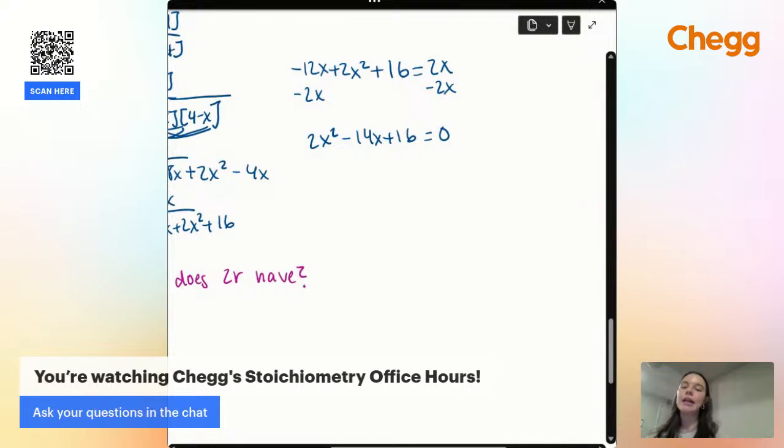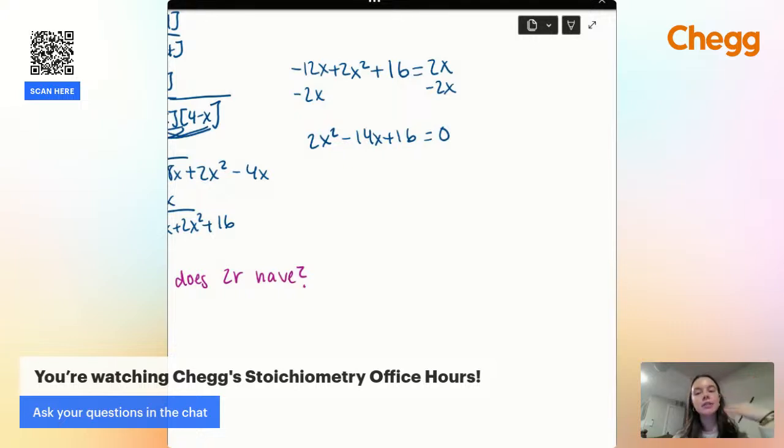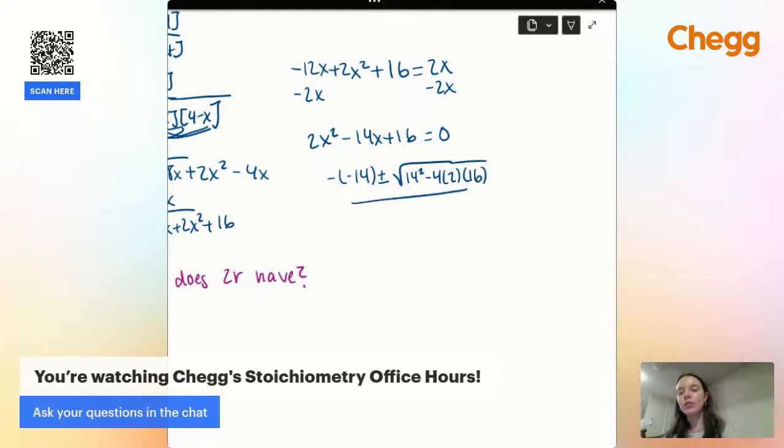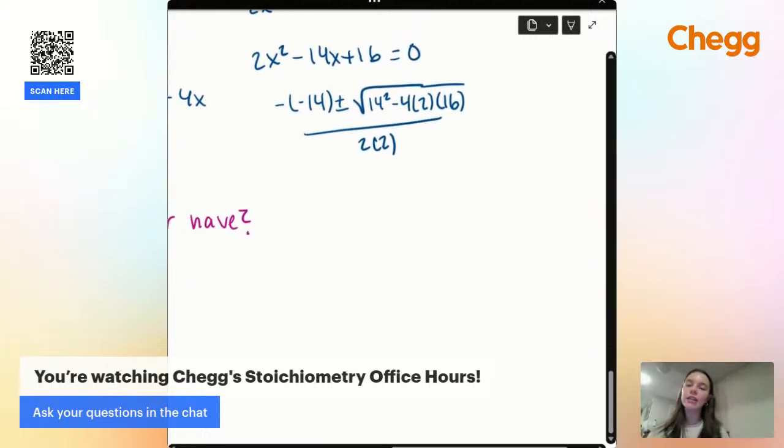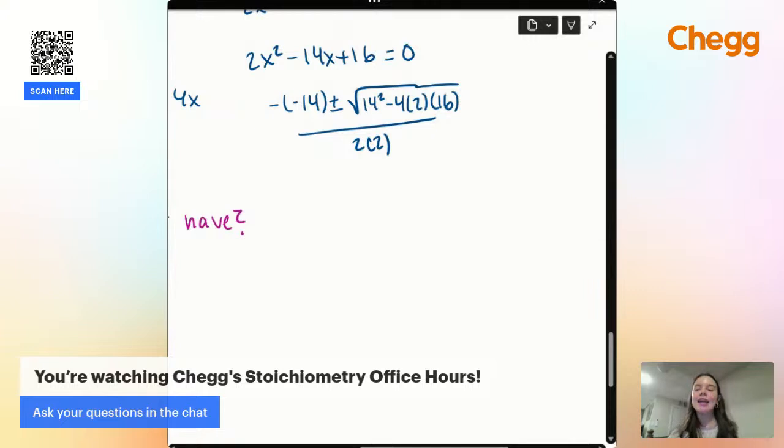So again, if you forgot that formula, it's x equals negative b plus or minus the square root of b squared minus 4ac all over 2a. So let's plug those numbers in. x equals negative b, so negative 14, plus or minus the square root of b squared, so 14 squared, minus 4ac all over 2a.